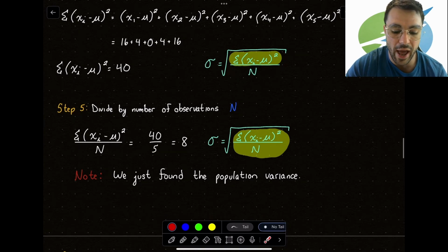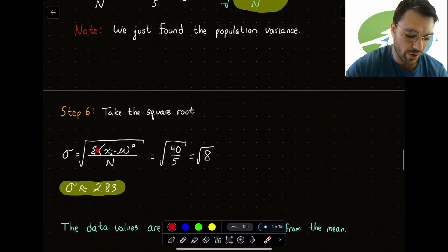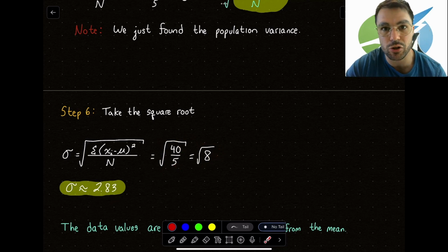We do one extra step from here to get our standard deviation, and that's step 6, take the square root. So here we have the equation written again. Here it all is. We know our numerator is 40. We know our denominator is 5. Square root of 40 over 5 equals square root of 8. Square root of 8 is approximately 2.83.